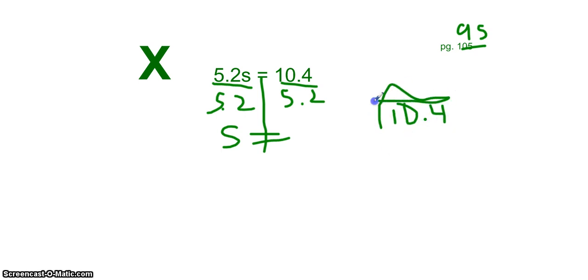divided by 5.2. Okay, so I write it out to the side so I can divide by using long division. I'm going to pause the video, and I want you to try to complete this on your own, and then I will show you the answer.